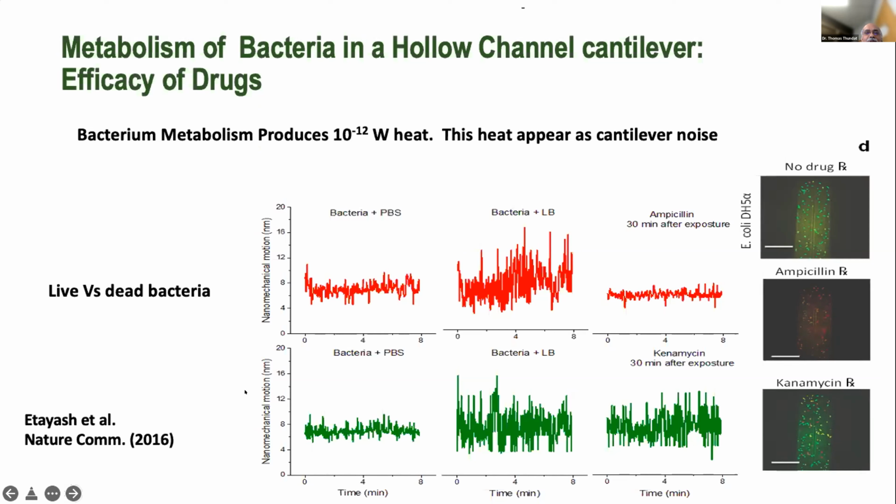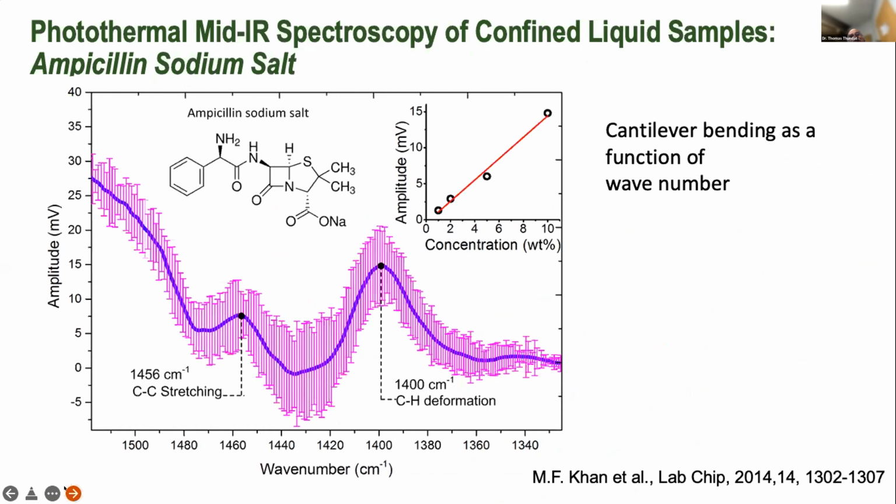You can also use different drugs like clindamycin, and you can see that it has no effect on the bacteria in this case. We have confirmed this by looking at the fluorescence data. So you can do all kinds of drugs or whatever chemical. The volume of this channel is around 50 picoliters, and you can fill it with, say, ampicillin sodium salt and expose it to different wavelengths, and you can see the spectrum.